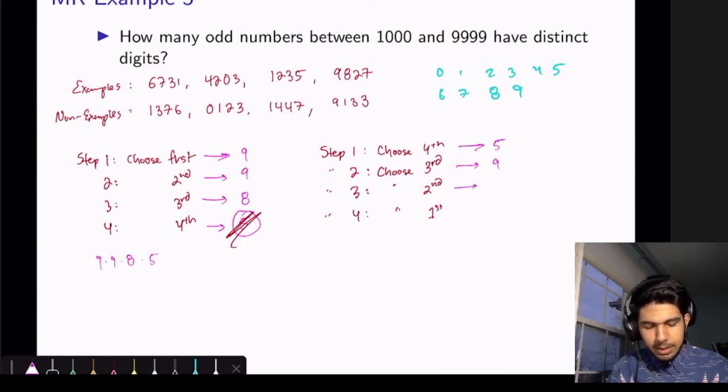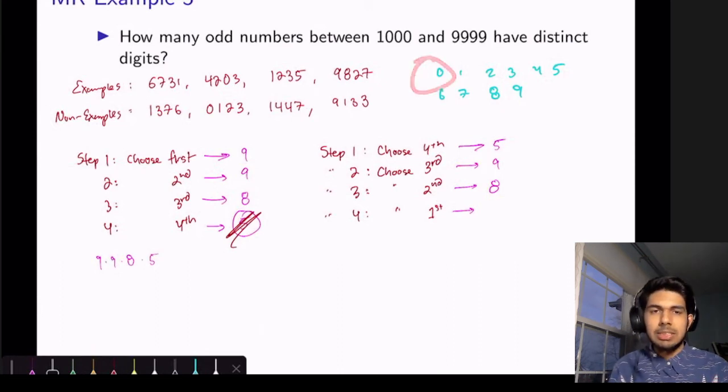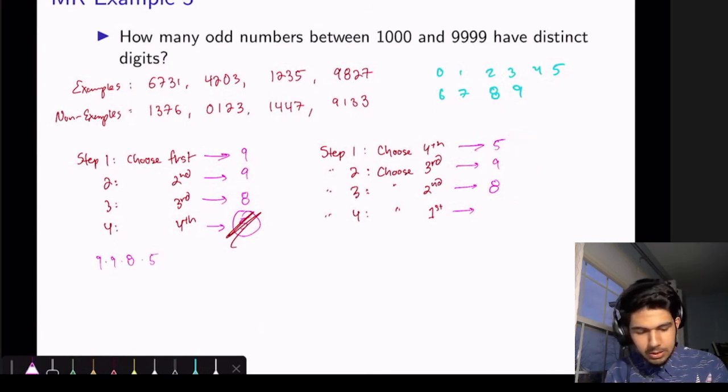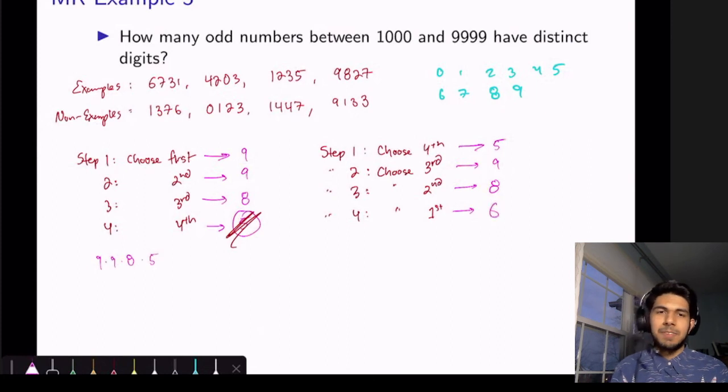Okay, now the second position, well, there's 10 choices, and then we subtract 2 because of the third and fourth position already being filled, so there's 8 choices here. Now the first position, well, we have 9 options to choose from since we can't include 0, and then we subtract 3 from the 3 positions already filled. So that gives us 6 options.